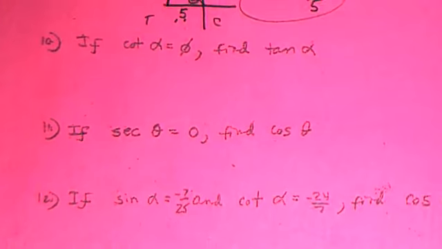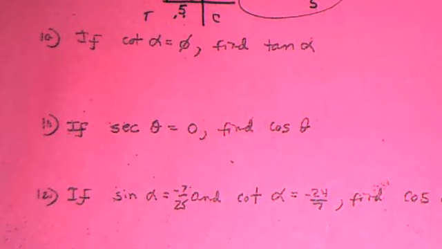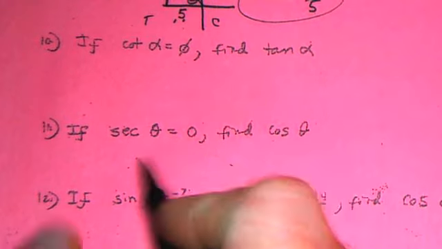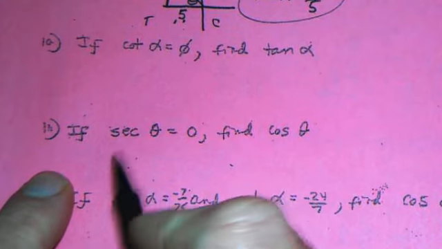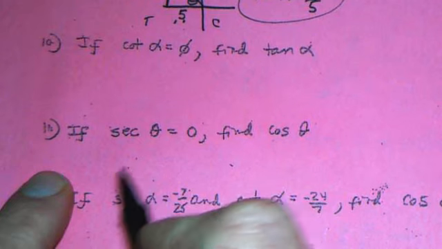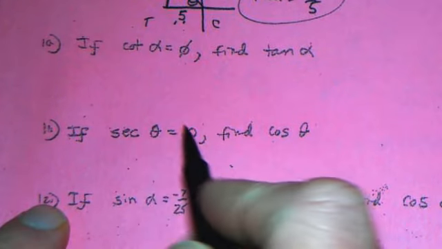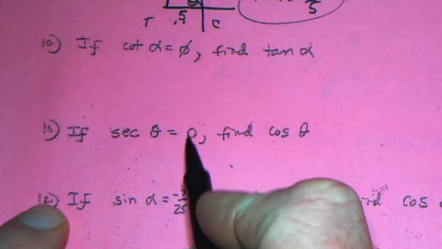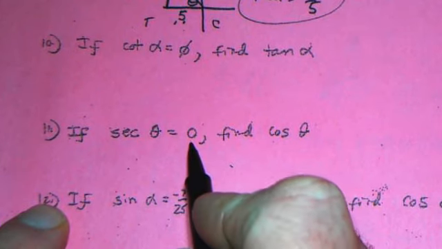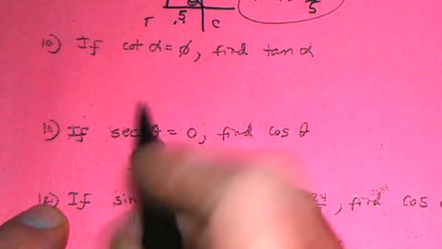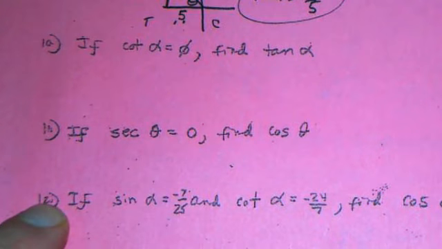I'm just kind of randomly jumping at some of these. It tells me that the secant of theta is 0. Now secant is cosine inverted. So if the secant is 0, that means that since secant is hypotenuse over adjacent, the adjacent side must be a 0. And the hypotenuse really could be anything.